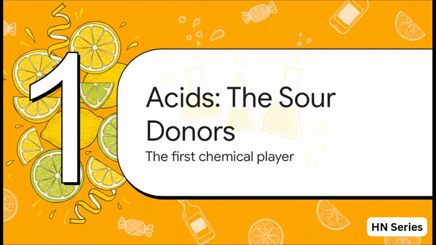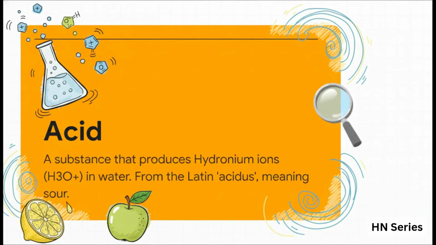All right, let's kick things off with our first chemical character, the acid. This is the one that's responsible for that zesty tang in so much of our food. So what exactly is an acid? Well, scientifically speaking, it's any substance that produces these things called hydronium ions when you mix it with water. That's really the key to its whole identity. And it totally makes sense when you find out the word acid actually comes from the Latin word for sour.